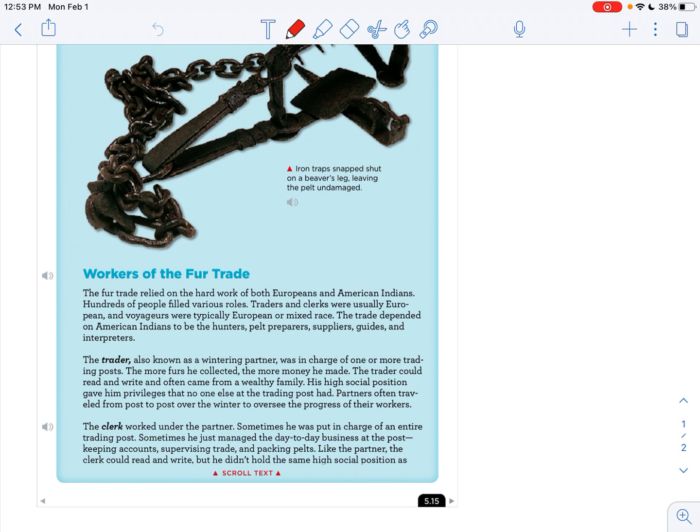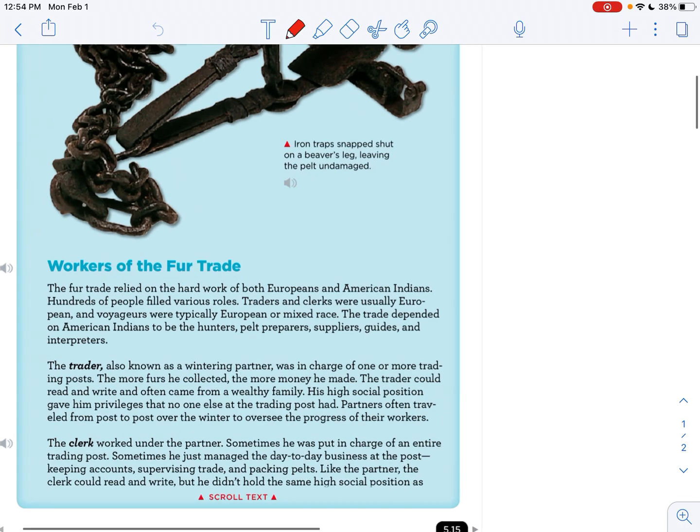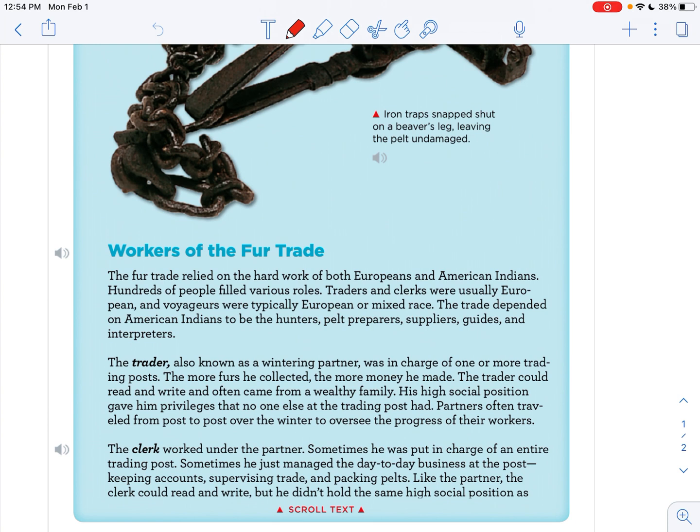What I'm asking you to do is write down as best as you can the job description of these people. The first job I want you to write down is the trader, fur trader, also known as a wintering partner. So you're going to ask, what do I have to write down? You have to write down exactly what is required for you to understand what the job description is. So the more you write down, the merrier.